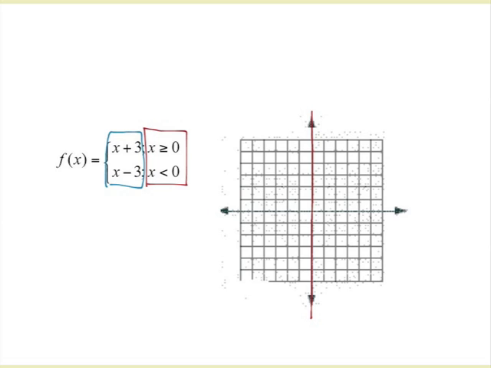Then I want to graph my 2 lines. So my first line, I think of y equals mx plus b, has an intercept of 3 and a slope of 1. I'm going to graph out that line.